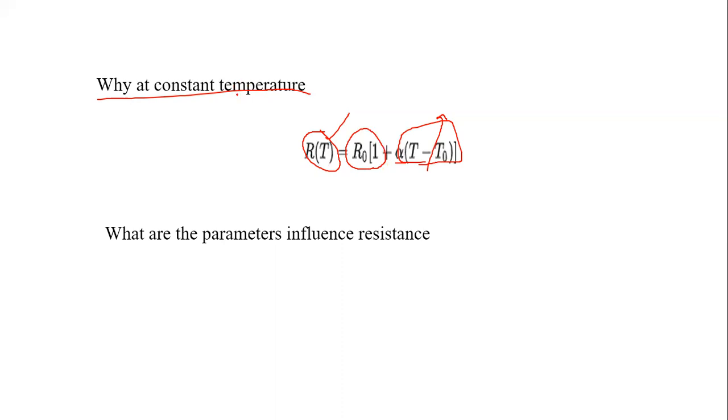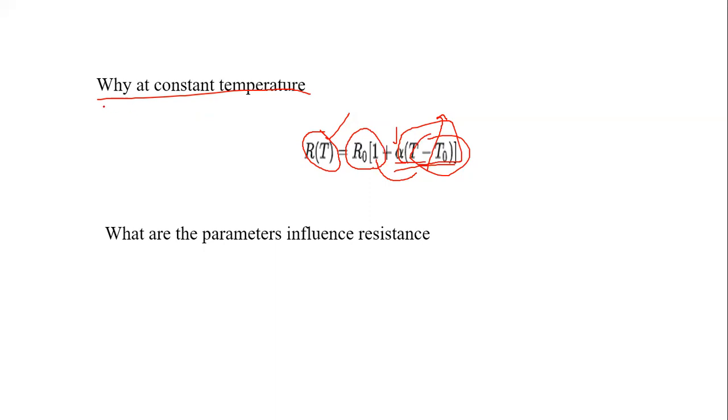When we consider a variable temperature, T is not equal to T naught. When T is not equal to T naught, this term is added to the 1, and the total value of resistance will increase or decrease based on the change in temperature as well as the alpha. That is the temperature coefficient.